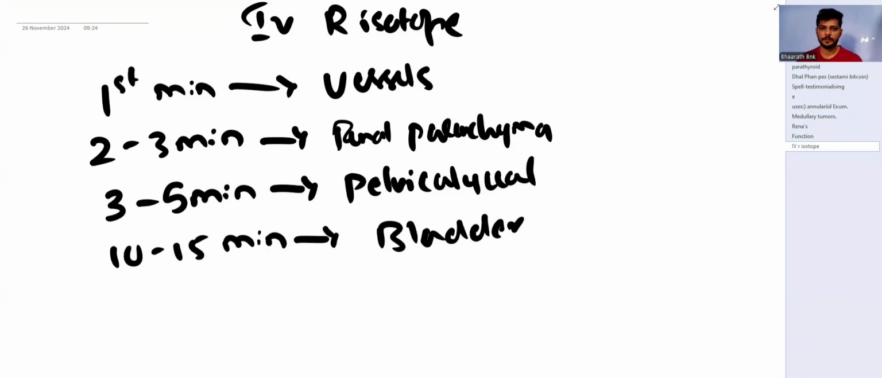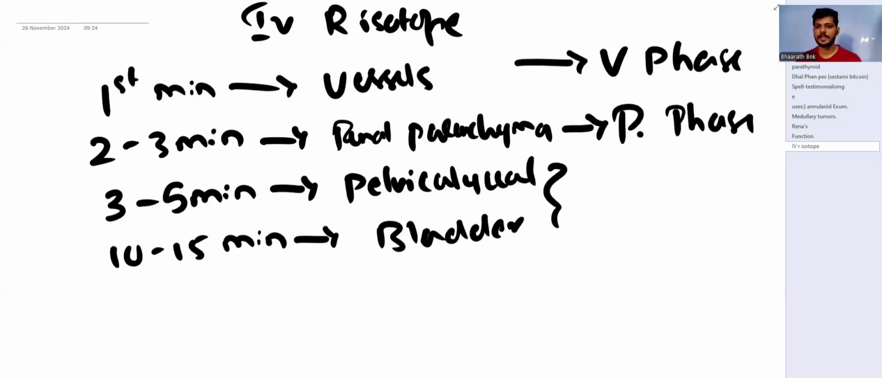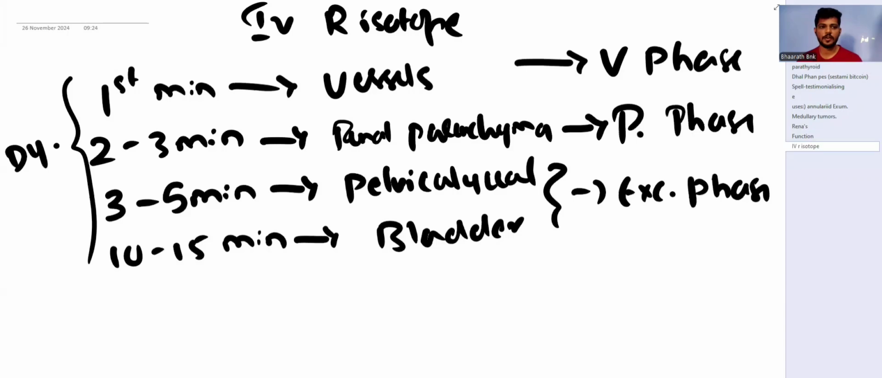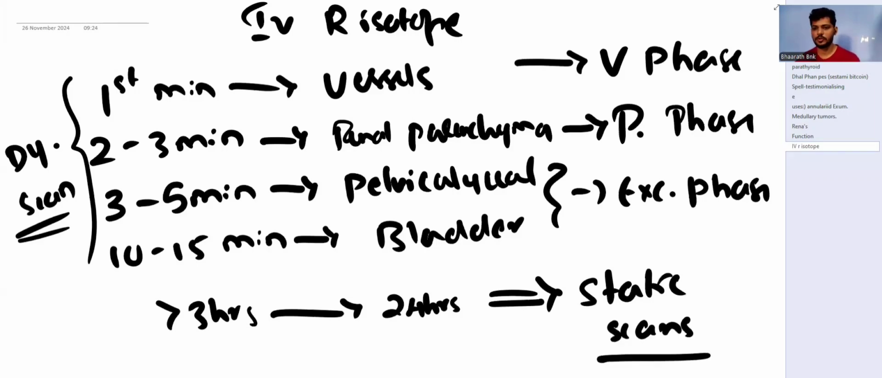So when you take the scan, the first minute is called the vascular phase, the second to third minute is the parenchymal phase, and the rest are excretory phases. All these are dynamic scans, where they assess the function. And after 3 hours, up to 24 hours, it still remains in the renal system, and you can assess the morphology; that is called static scans. So it is used for both dynamic scans and static scans.